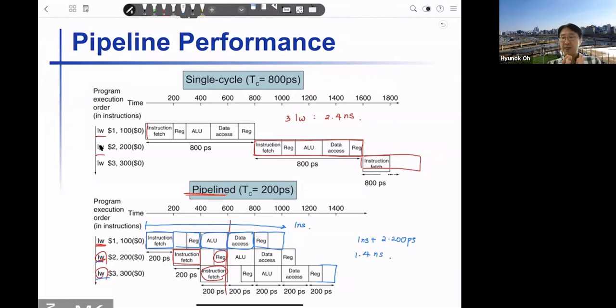So reducing the clock cycle of one instruction, or reducing the latency of one instruction, is not important, because our goal is to improve the performance of a program, a single application. A single application includes many instructions. So this is pipelining. In pipelining, we can reduce the clock cycle to one stage only. For each stage, some stages take 100 or 200, so we choose the longest one, 200.